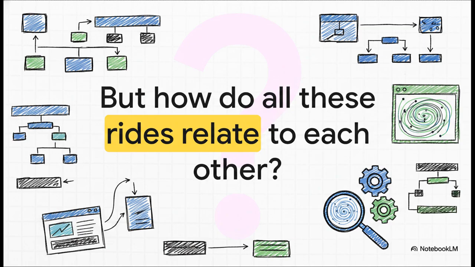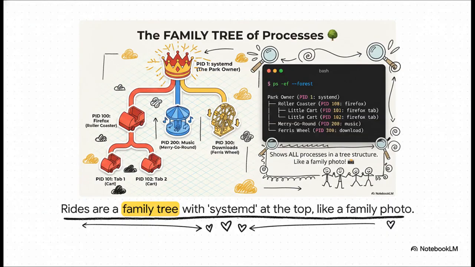So, you've got all these rides running. But are they just a chaotic mess? A random jumble of attractions? Nope. There's actually a hidden structure here, a real order to how they all connect and work together. It's actually more like a giant family tree. And at the very root of that tree, you've got the park owner. This is a special process, usually called systemd, and it always has PID number 1. It's the one that kicks everything off.